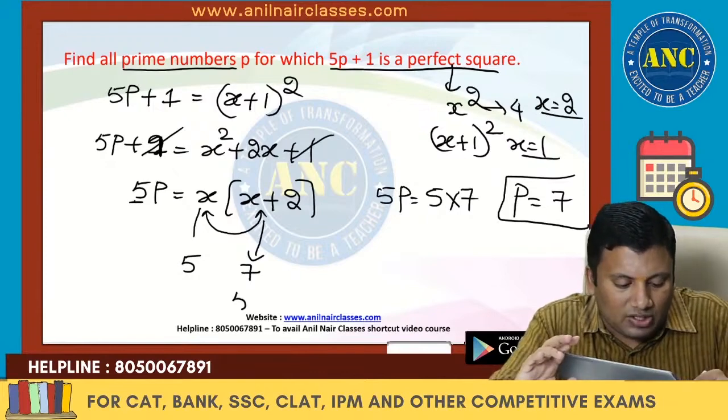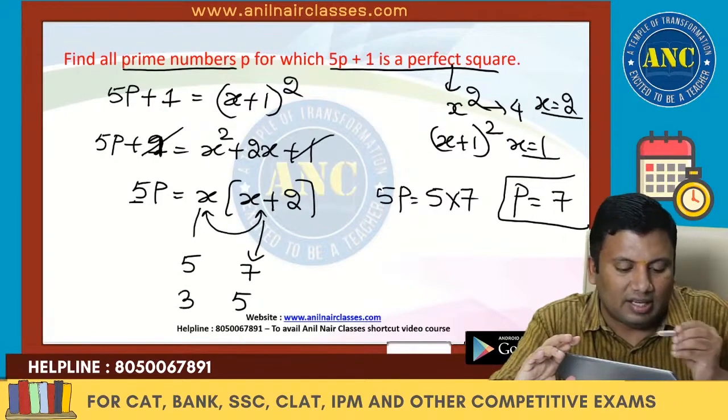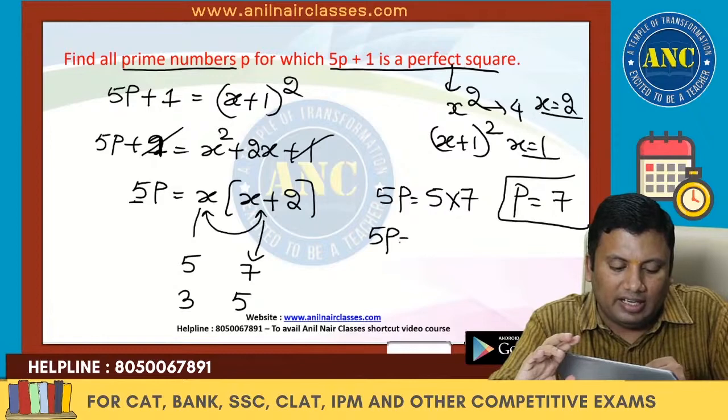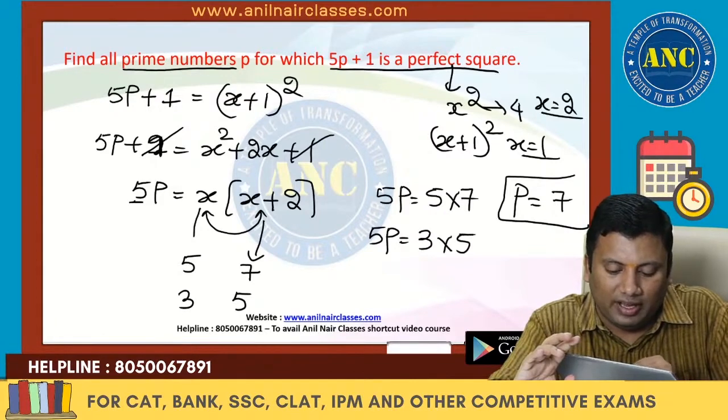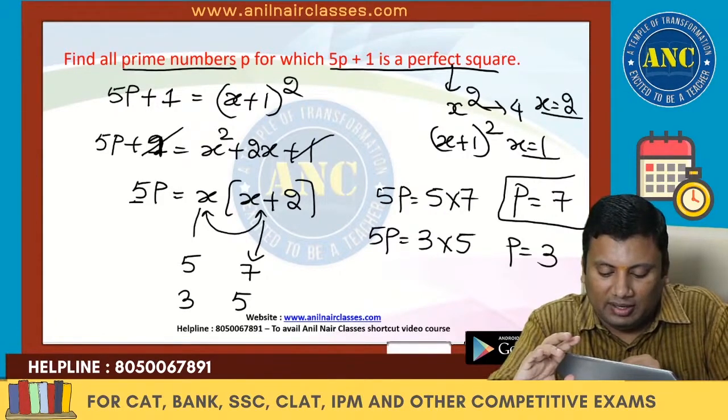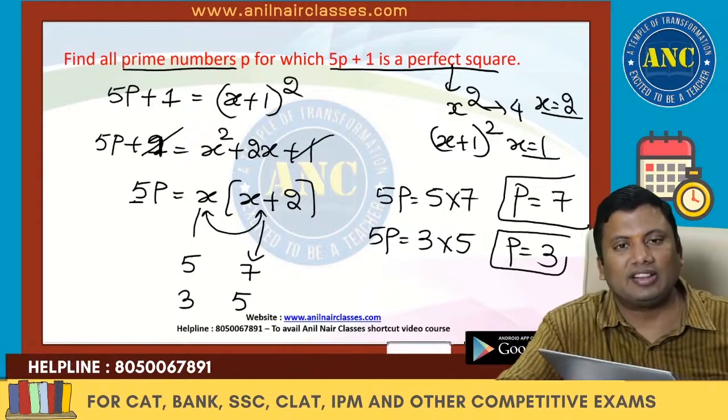Or if x plus 2 is 5, x is nothing but 3. So 5p is nothing but 3 into 5. P value is nothing but 3.